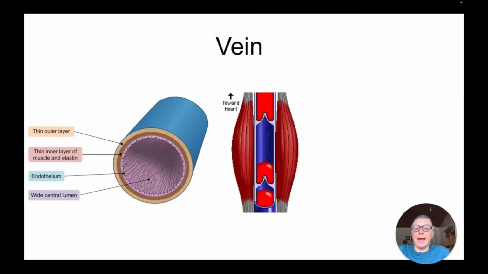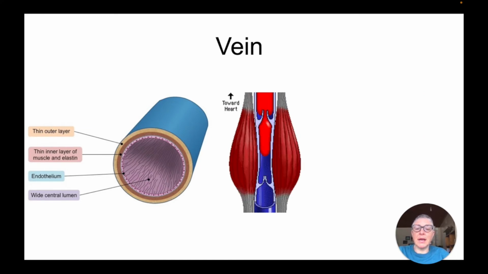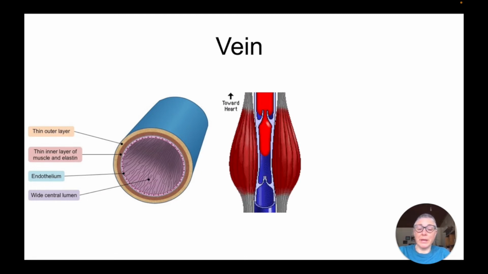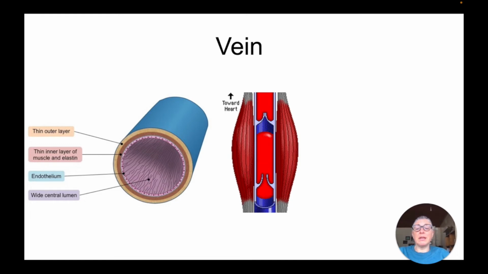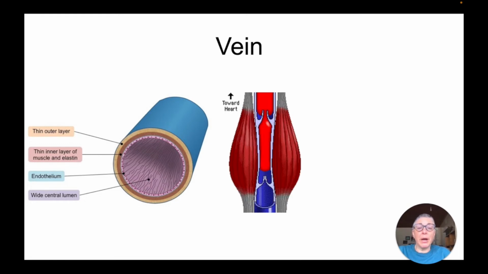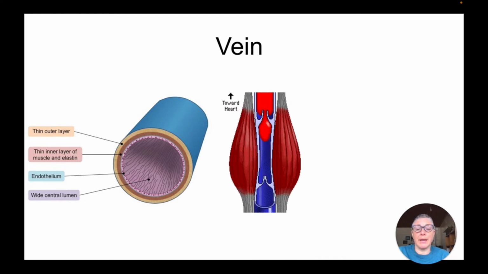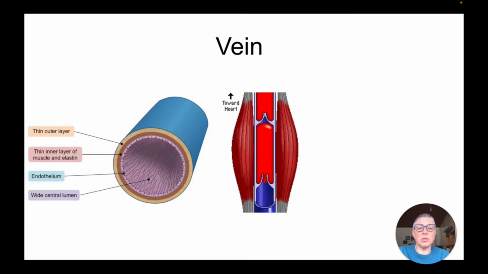Next, we'll take a look at veins. Veins have a similar layered structure to arteries. There is an outer layer of collagen, which is quite thin. Then we have an inner layer of muscle, again elastic, but also quite thin. And then we have the endothelium, which is one layer thick, that inside lining of the tube. And then the lumen itself is extremely wide compared to the size of the tube.